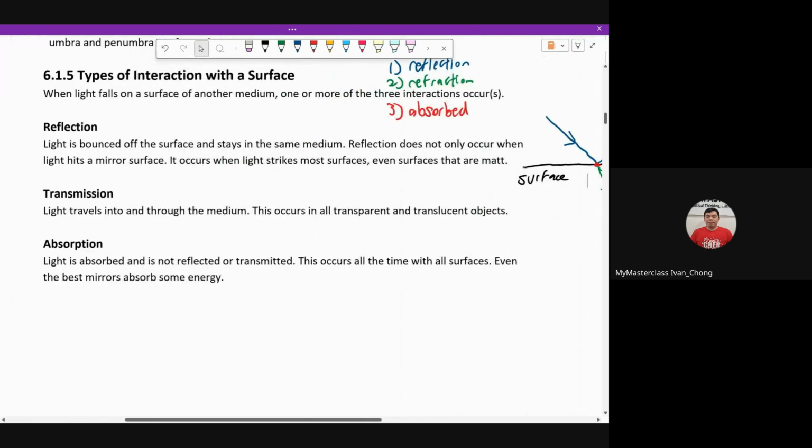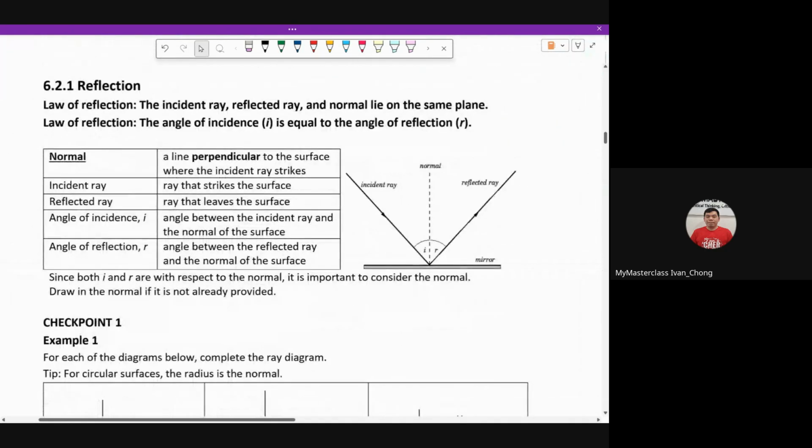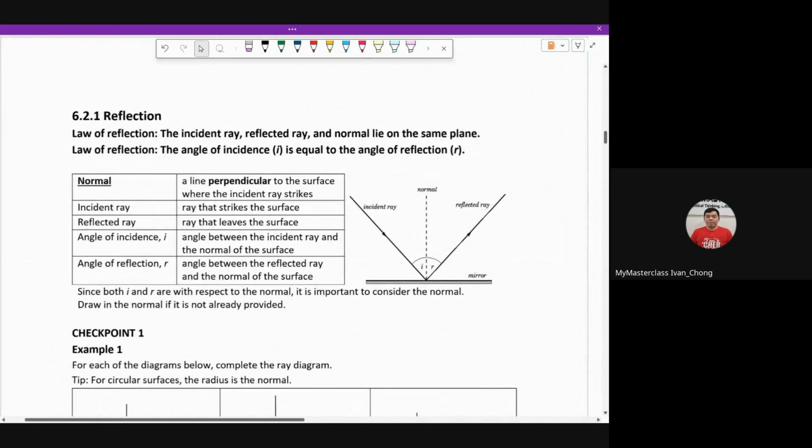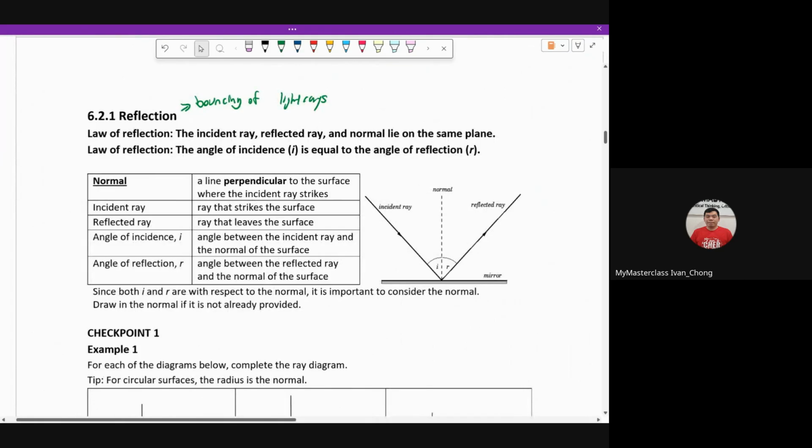Okay, so let's take a look at the reflection component. Now, reflection means the bouncing off of light rays. So you can see over here, for your laws of reflection, you actually have two of them. So this one is quite a standard question that they always ask, especially for your first part of the question. They'll ask you, state the laws of reflection.